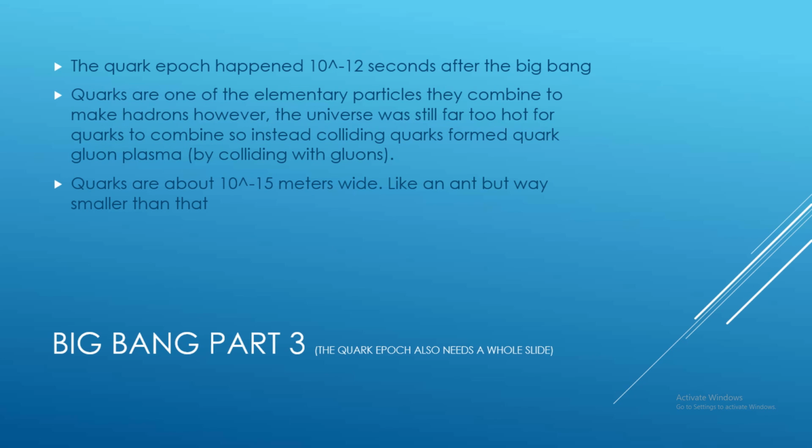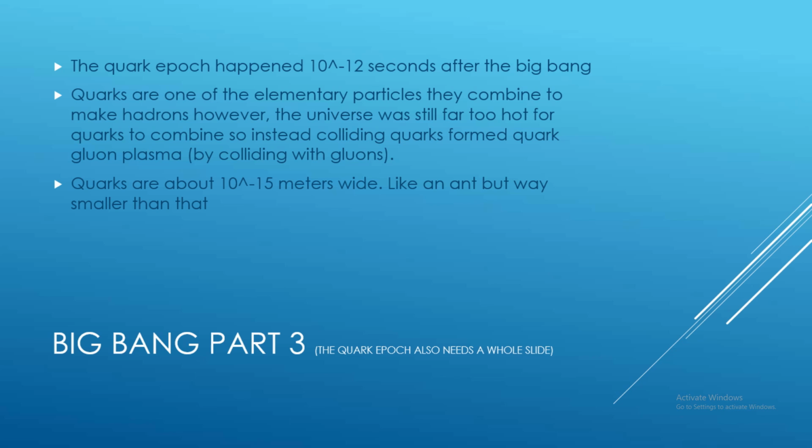So, next is the quark epoch. The quark epoch happened 10 to the negative 12 seconds after the Big Bang. So here's a little explanation of what a quark is. It's an elementary particle. Okay. And they combine to make hadrons. However, that's kind of unimportant right now because hadrons couldn't form because the universe was too hot, as you could probably guess.